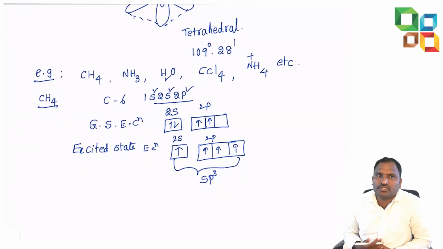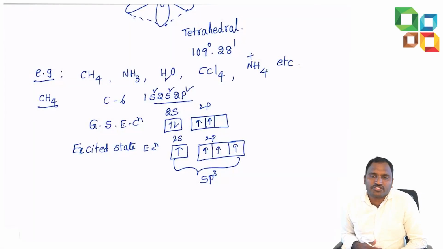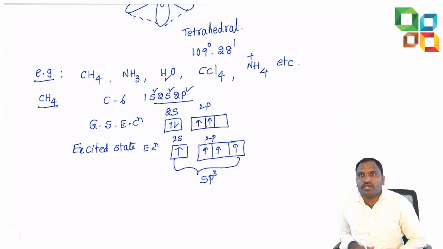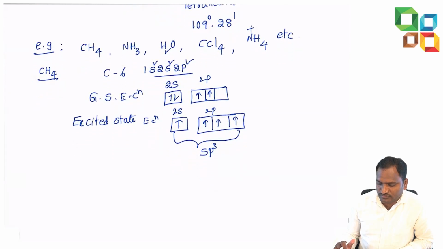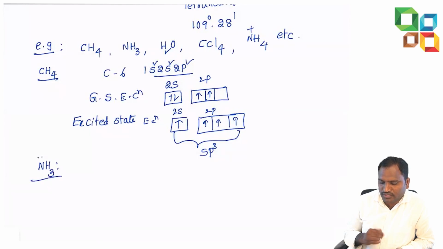Next, NH3. One more condition I'm going to cover by taking NH3. I told you even lone pair of electrons undergo hybridization, right? For that, I am taking one example including lone pairs. NH3, you also put a side heading, students. Here the central atom is nitrogen.